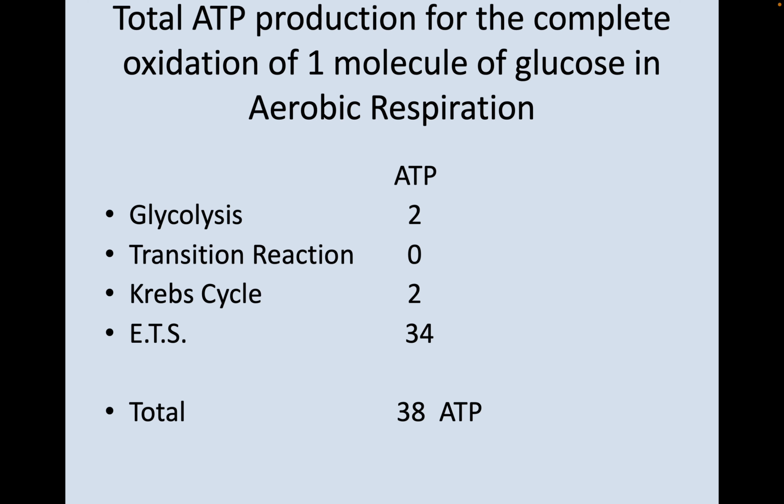All right, so the total ATP production then for the complete oxidation of one glucose molecule in aerobic respiration. Remember, aerobic means oxygen. So this is where oxygen's the terminal electron acceptor. We get a total of 2 ATPs generated by glycolysis, 2 more by the Krebs cycle, and 34 from the electron transport system. And that leaves a total net gain of 38 ATPs generated by aerobic respiration of a single molecule of glucose. You'll want to be familiar with these numbers. They're important.